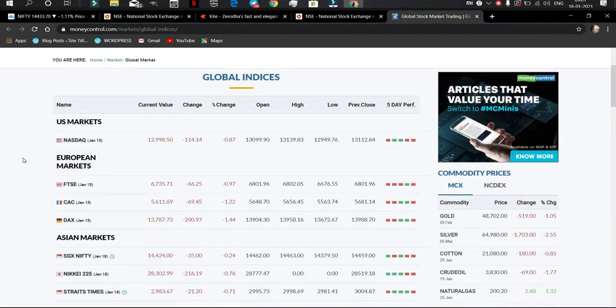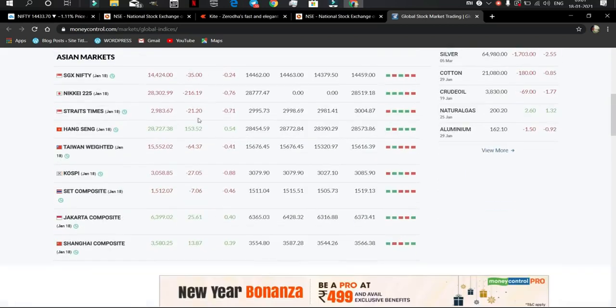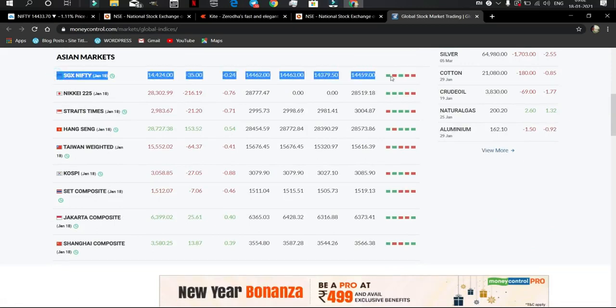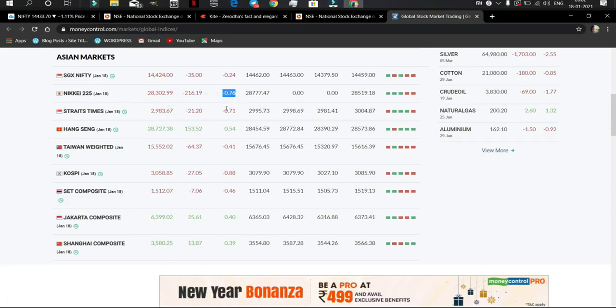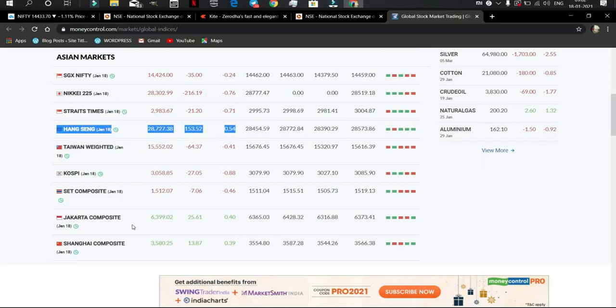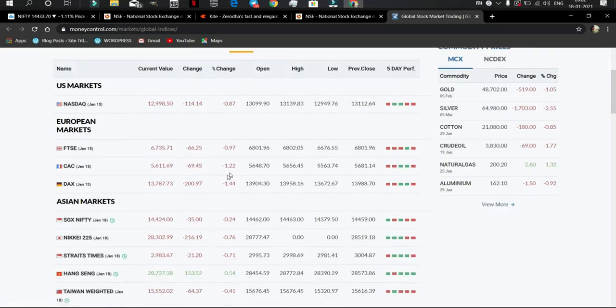So I've opened a few tabs, and the first one is global indices. Now Nasdaq is down 0.9%, European markets are down, and what you can see is that even the Asian markets, Nifty SGX is down 0.2%. So this is a big deal for me, because Nifty SGX is like Nifty India. So I expect our Indian market to open about 0.2% down. Other markets are down as well, except a few exceptions. So overall the market sentiment looks bearish, and I'm bearish for the day.